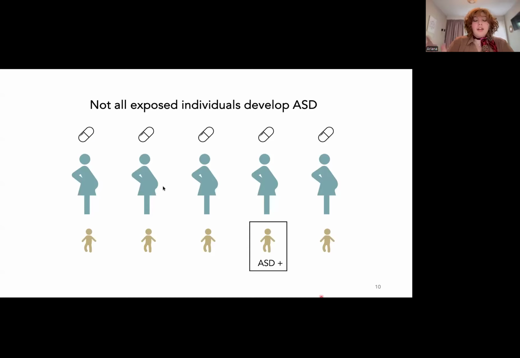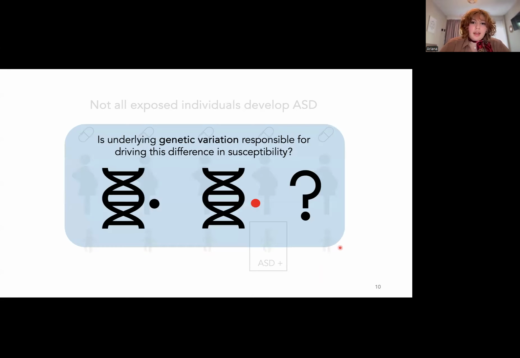So we know that when pregnant women take valproic acid, their children have a higher risk of developing ASD. But, and this is the key observation, not all exposed individuals develop autism. That variation in outcome is what motivates our central research question: is underlying genetic variation responsible for driving these differences in susceptibility?